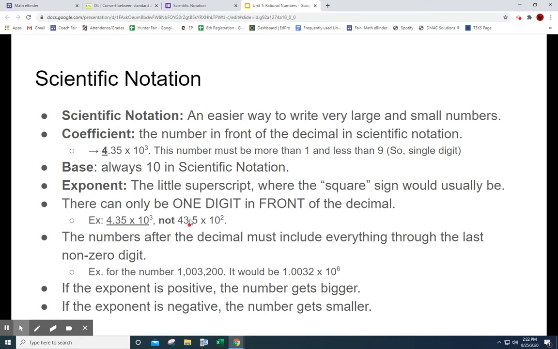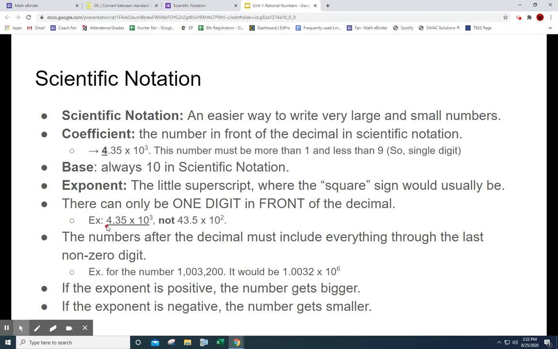You'd be surprised. That little trick right there, knowing there's only one digit in front of the decimal in scientific notation, will mark out a lot of answers for you on a multiple choice test. Probably mark out two answers just knowing that right there. And then you can come back to the single digit ones and figure it out from there.